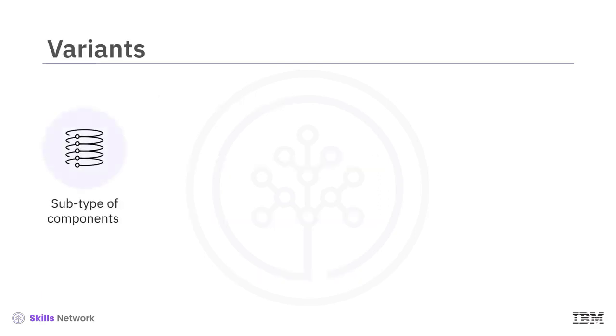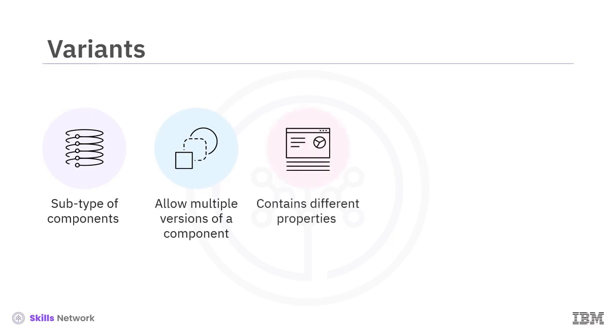Variants are another type of component. They allow multiple component versions with different properties, such as size or color. Applying constraints to components will determine how they resize when you resize their parent frame. This feature is helpful for creating responsive designs for different screen sizes.